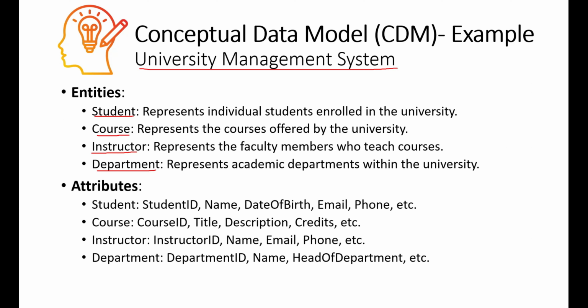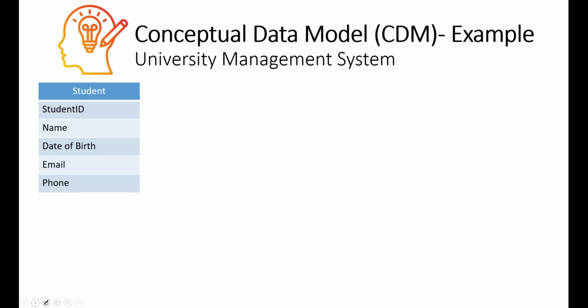And attributes, I'll not go into detail about all the attributes, but you can just pause and look at these attributes, right? Student has its own attributes, and course, instructor, department have their own attributes. But the point here is to notice that all the tables have IDs, which are usually the primary keys to uniquely represent each row in the entity. So next, continuing.